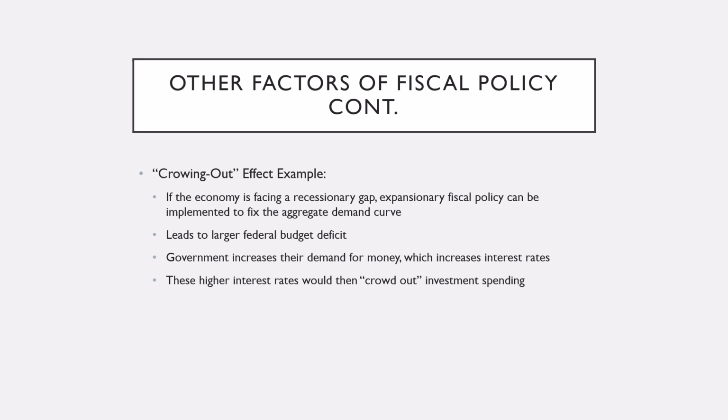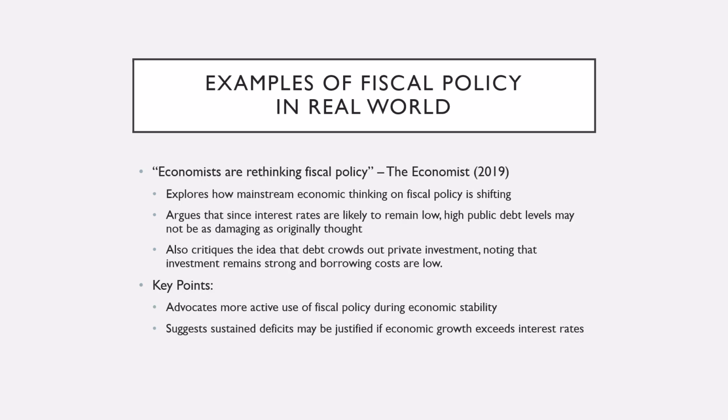This then leads to a larger federal budget deficit, and the government increases the demand for money, which then increases the interest rates. These higher interest rates then crowd out investment spending and lead to a decrease in private sector activity, which is seen more as a criticism of fiscal policy rather than a benefit for it. I'll touch on some examples of fiscal policy that can be seen within the real world today.